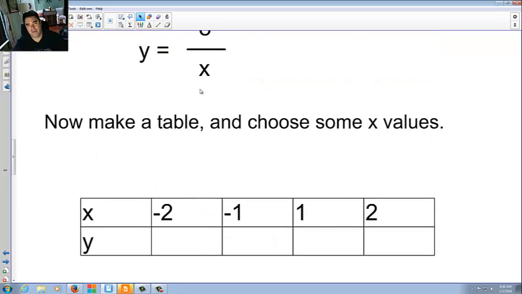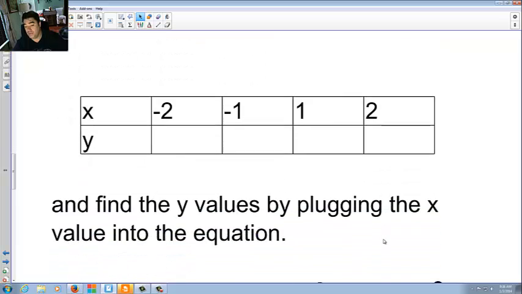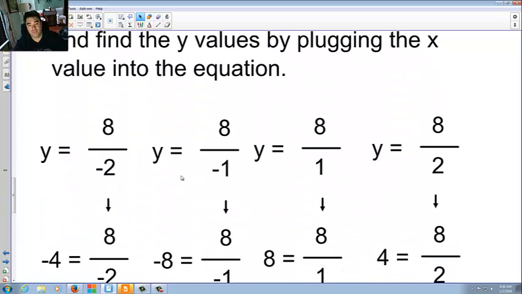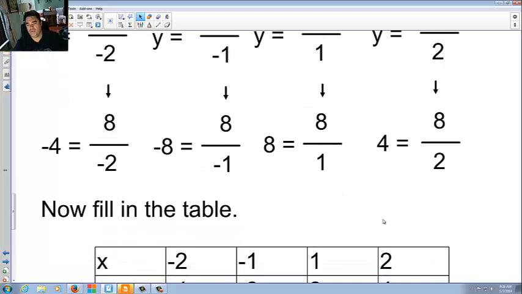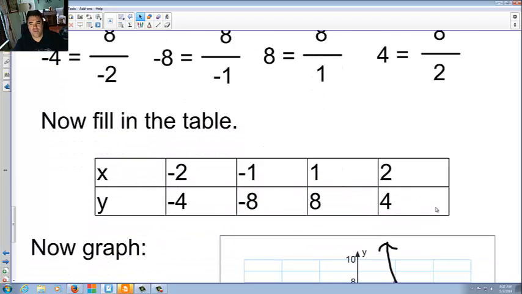Therefore, find the y values by plugging the x value into the equation. So we're just going to go ahead and put 8 over negative 2, 8 over negative 1, 8 over 1, 8 over 2, and plug in the corresponding values right here. 8 over negative 2 is negative 4, 8 over negative 1 is negative 8, 8 over 1 is 8, and 8 over 2 is 4.